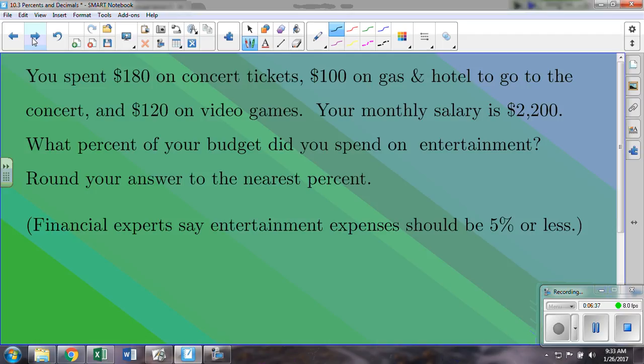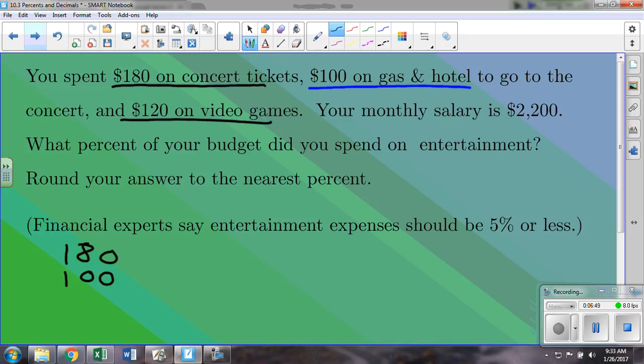Okay, so concert tickets, going to the concert, video games, those are all entertainment. So if we were to take $180, add it to the $100 for travel expenses and the $120 for video games, we'd be able to look at these and say 400. We've spent then 400 out of the $2,200 for entertainment expenses.